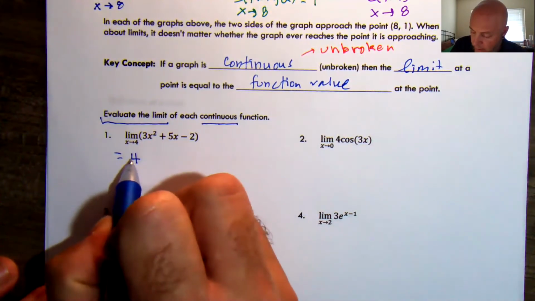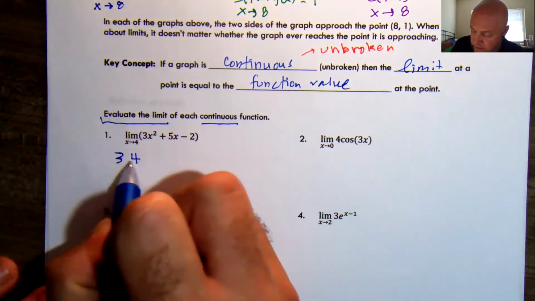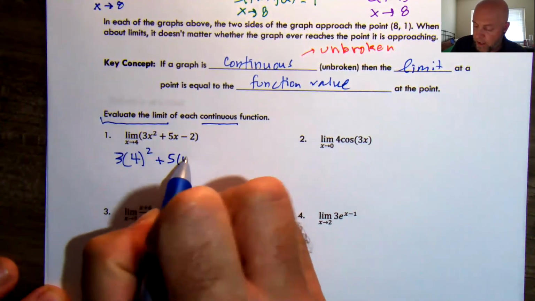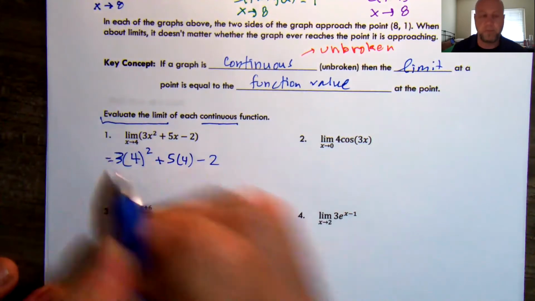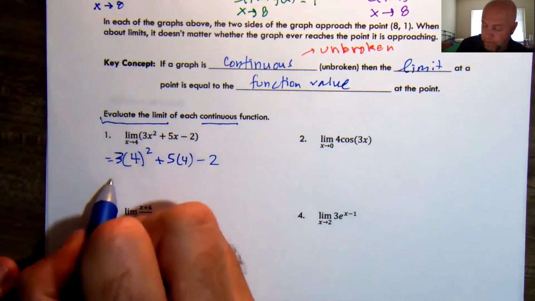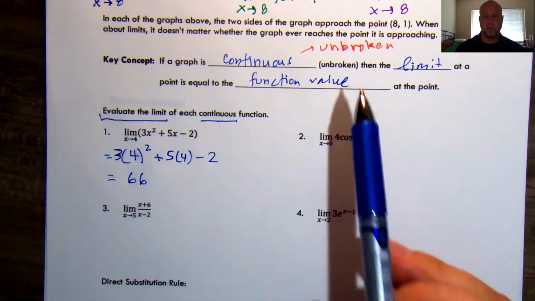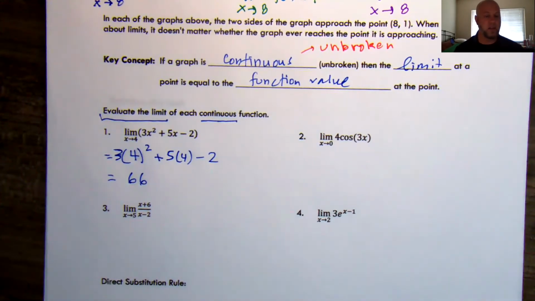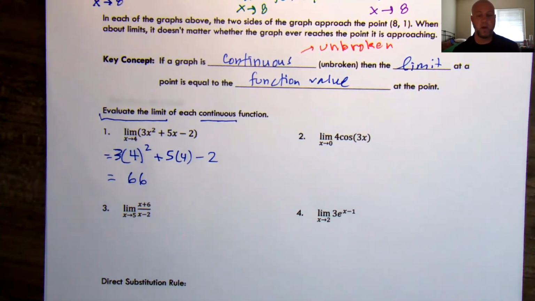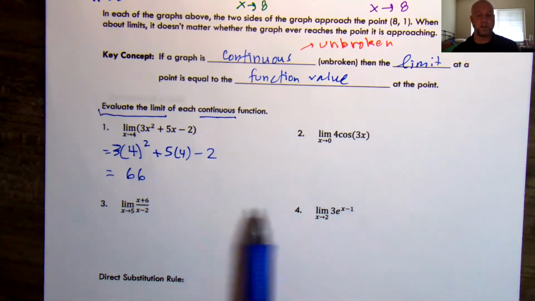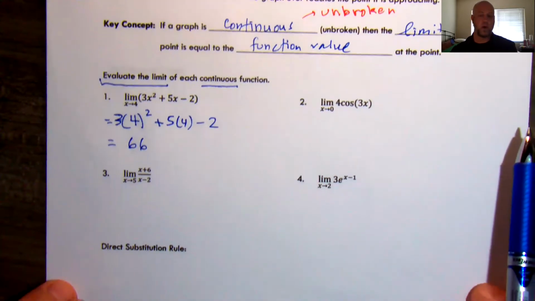So for number 1, we have 3 times 4 squared plus 5 times 4 minus 2. And if we work through the calculation on that, we'll get 66. You'll see these other ones worked out in the answer key posted to Blackboard. You'll have a chance to look at some problems like these in class coming up, so I'll leave those ones blank for now, but since they're continuous functions, they would work in just the same way.